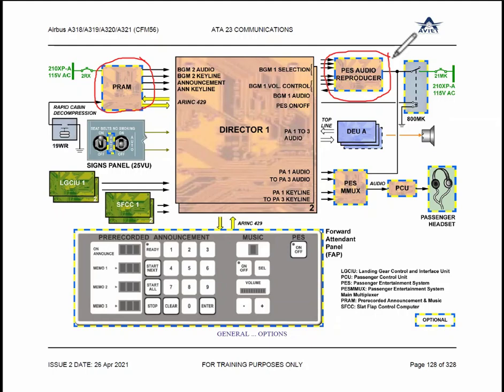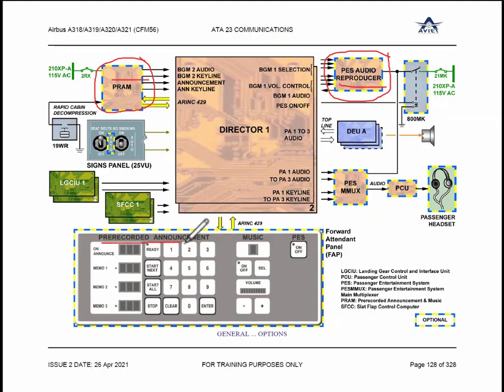You may have audio reproducers, like the cassettes we used to have for singing and music. So they can put in cassettes and audio reproducers. Anyway, this is all audio, either coming from the PRAM, or from the PS, or from the boarding music. Boarding music is also part of the PRAM. Whichever of these are available, the cabin crew can select from here.